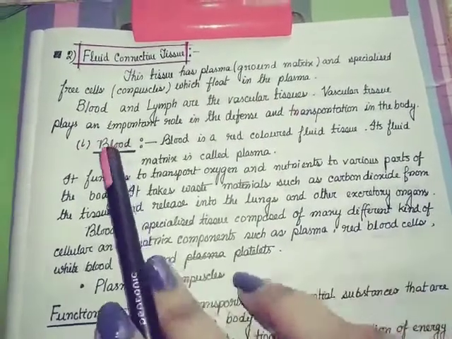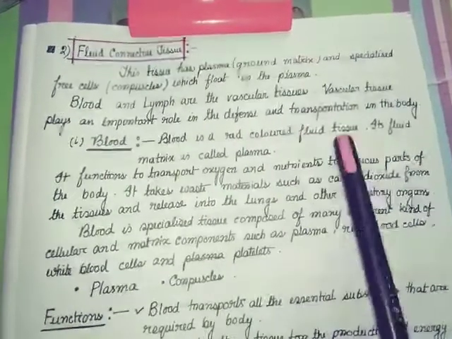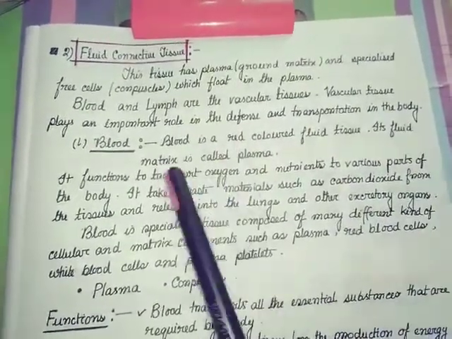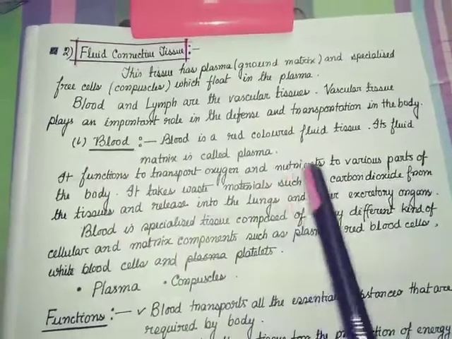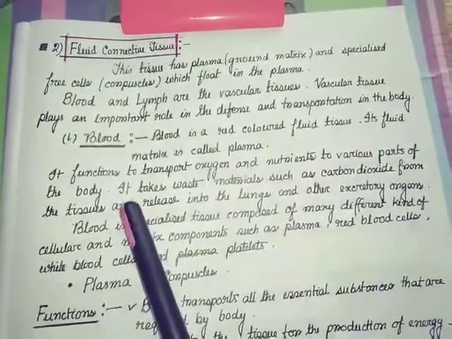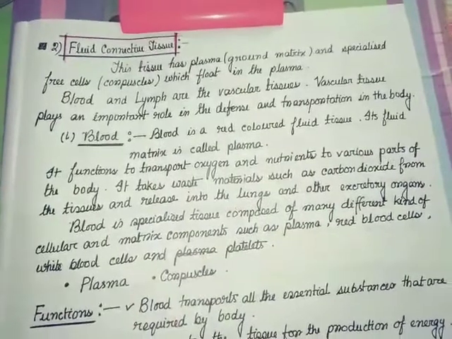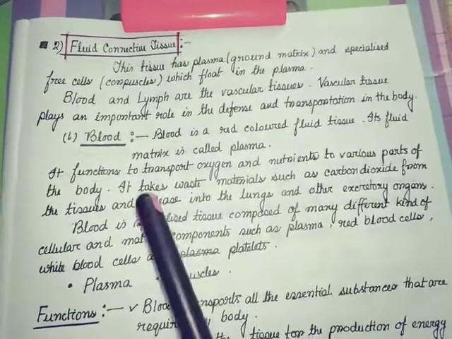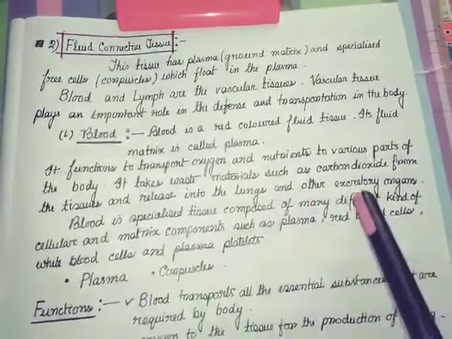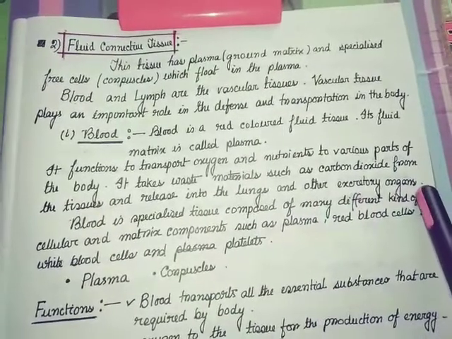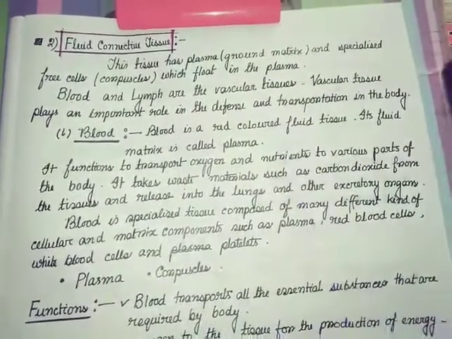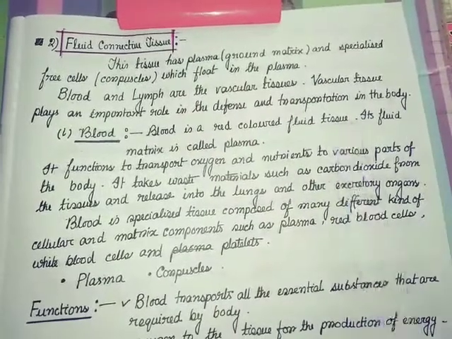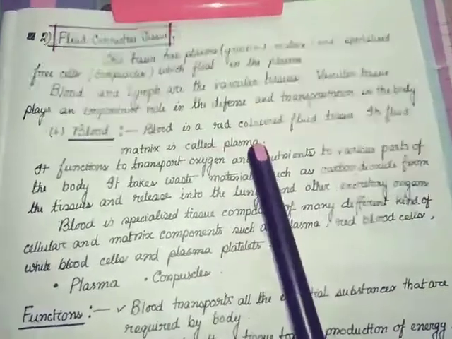Now first one is blood. Blood is a red color fluid tissue. Its fluid matrix is called plasma. It functions to transport oxygen and nutrients to various parts of the body. It takes waste material such as carbon dioxide from the tissue and releases it into the lungs and other excretory organs. Okay, so we all know blood is a red colored fluid tissue. The matrix of blood is termed as plasma.